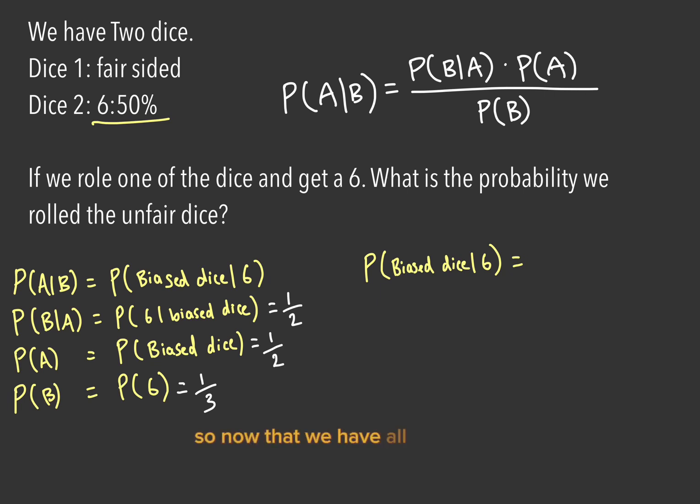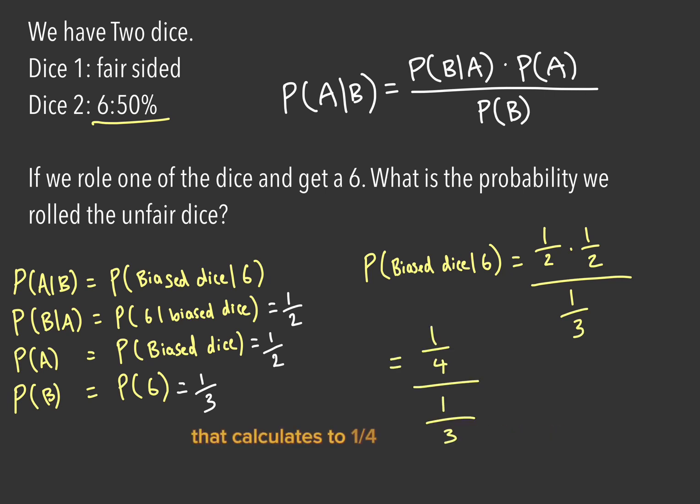So now that we have all our values, we can return to answering the main question. The probability of rolling the biased die, given that we got a 6. So we can write the probability of 1/2, which is the probability of B given that A has happened, multiplied by the probability of A, which is 1/2, then divided by the probability of B, which is 1/3. That calculates to 1/4 over 1/3 to find our answer.